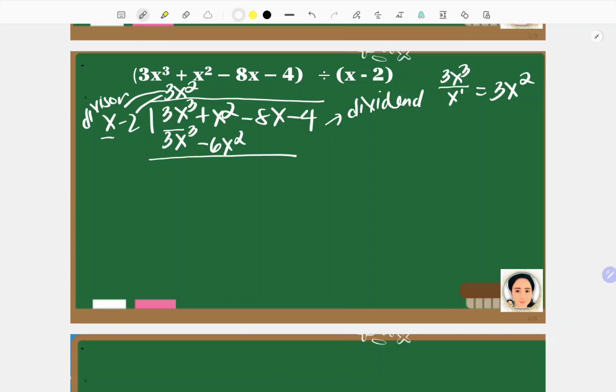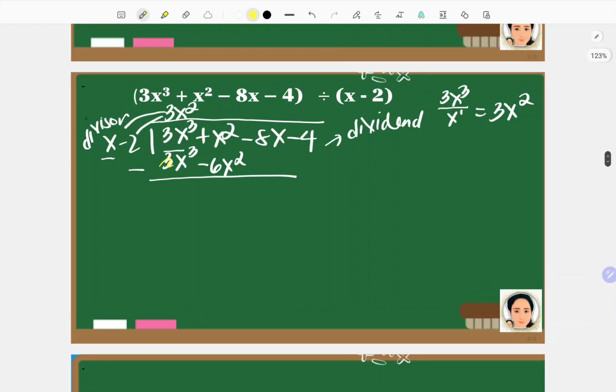Then after that, you have to subtract. And how to subtract? You have to change the sign of the subtrahend, then add. So this will become 0. Then we have 1 plus 6, we have 7. Then copy x squared. Then bring down the next term, negative 8x.